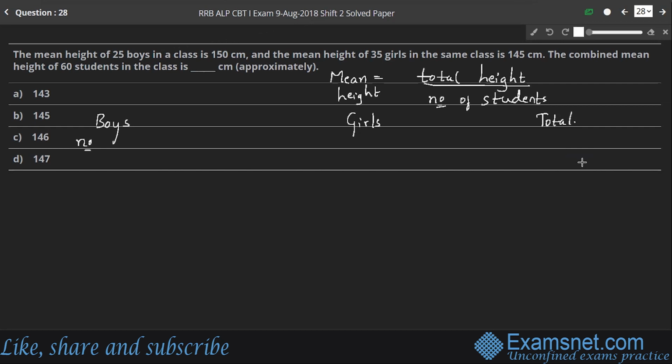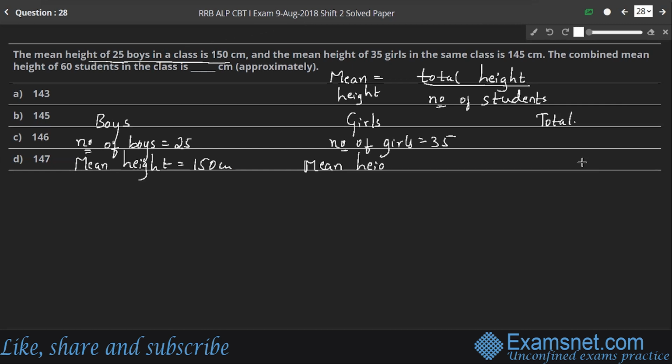Therefore, here in the class, the number of boys is equal to 25, right? So the mean height of 25 boys in the class is 150 centimeter. Therefore, we'll consider the mean height of boys is equal to 150 centimeter and the mean height of 35 girls. So the number of girls is equal to 35 and their mean height is equal to 145 centimeter.